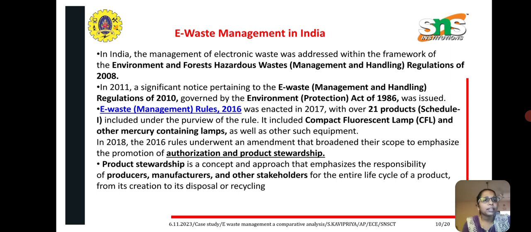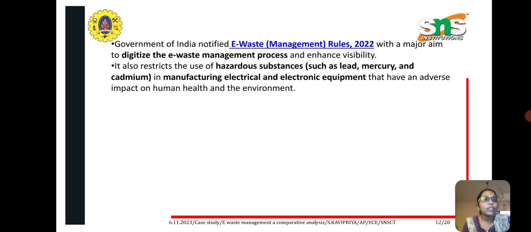Product stewardship is a concept and approach that emphasizes the responsibility of producers, manufacturers and other stakeholders for the entire life cycle of a product, from its creation to its disposal or recycling. And the Government of India notified e-waste management rules with a major aim to digitize the e-waste management process. It also restricts the use of hazardous substances such as lead, mercury and cadmium in manufacturing electrical and electronic equipment that affect human health and the environment.